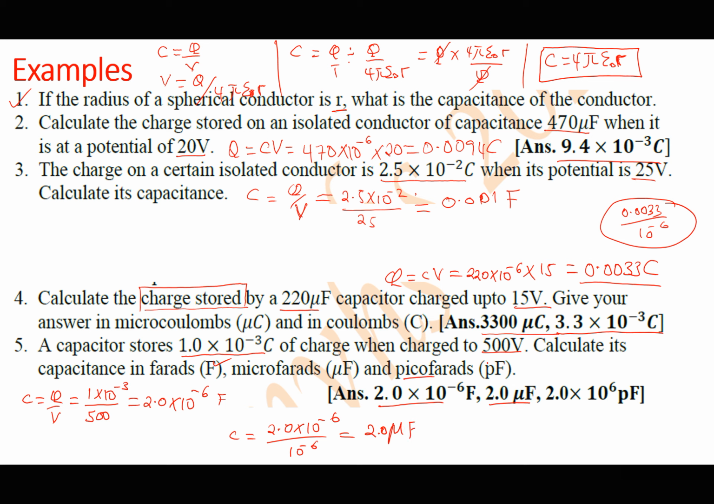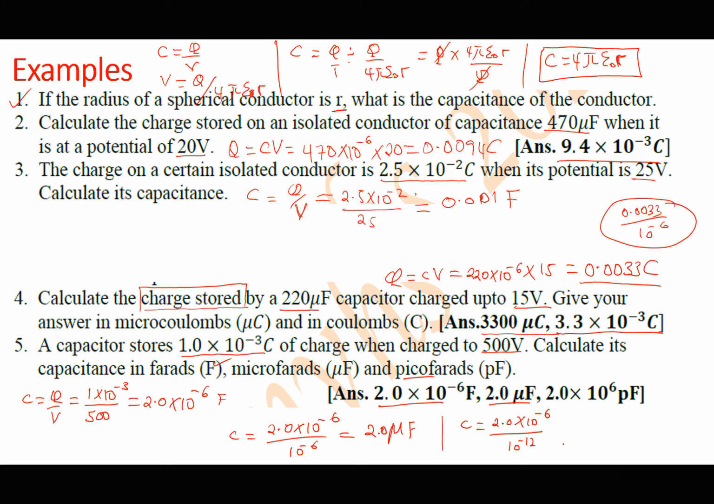In picofarads, pico is 10 to the power of minus 12. So in that case, capacitance is going to be 2.0 times 10 to the power of minus 6 divided by 10 to the power of minus 12. I'm saying pico is 10 to the power of minus 12. Whenever you want to bring a prefix, you divide by its value. Whenever you want to remove a prefix, you multiply by its value. So we are bringing the prefixes. Pico is 10 to the power of minus 12, so I'm dividing by the value of pico.